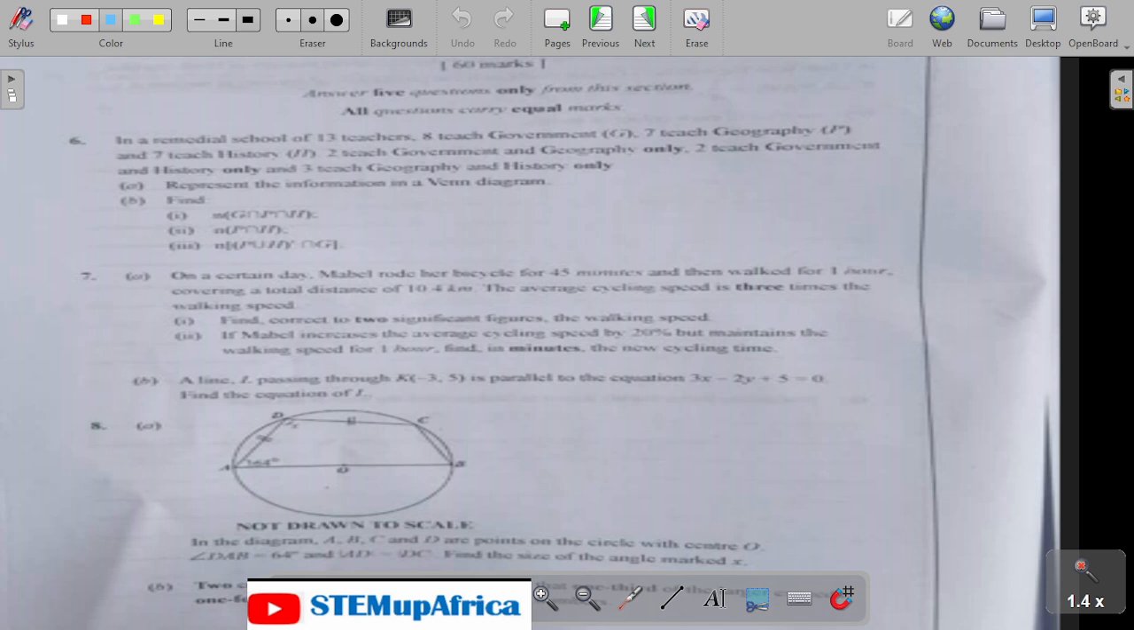Question 7 says, on a certain day, Mabel rode a bicycle for 45 minutes and then walked for 1 hour, covering a distance of 10.4 kilometers. So the average cycling speed is 3 times the walking speed. So let's take care of question 7a.